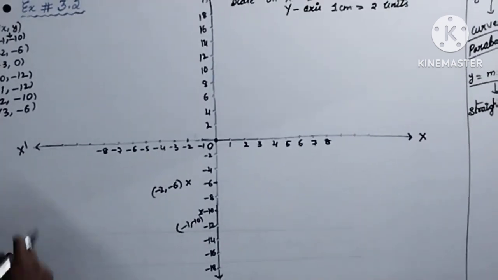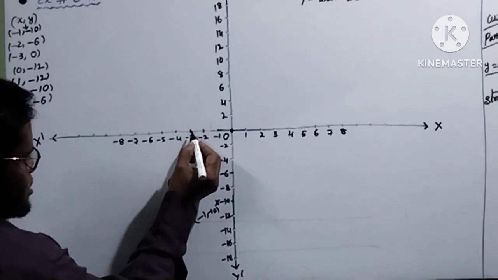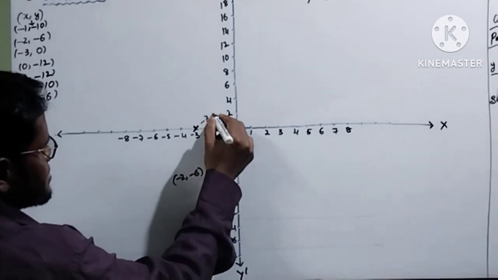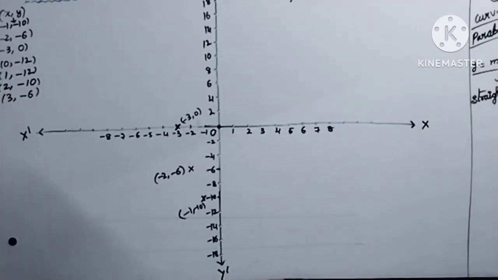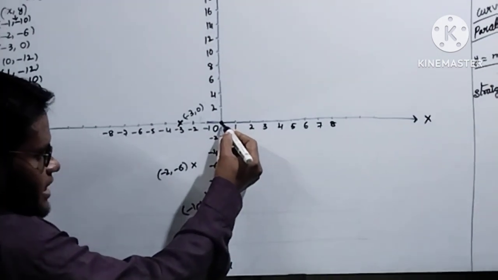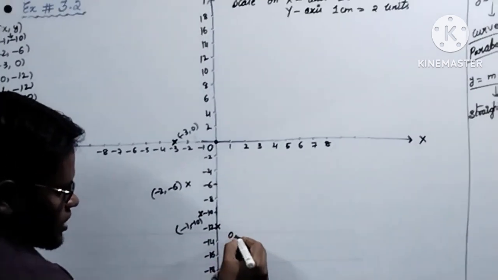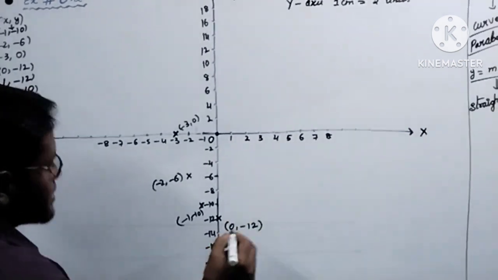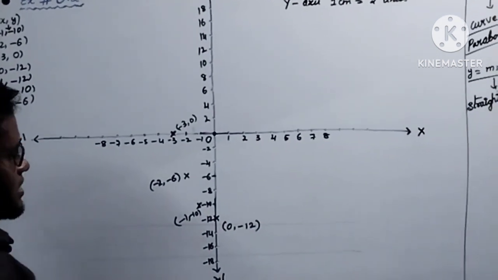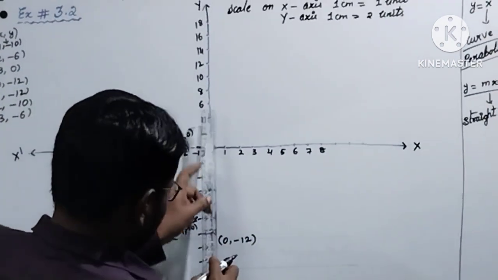Okay, the next point is what having? Minus 3 comma 0. This is 0 line only and this x value is minus 3. So here minus 3 comma 0. Okay, the next point is 0 comma minus 12. X value is 0. Y value is how much? Minus 12 here. This point 0 comma minus 12. The next point is how much? 1 comma minus 12. Same. Here this is 1 and this is minus 12. So both will intersect here.